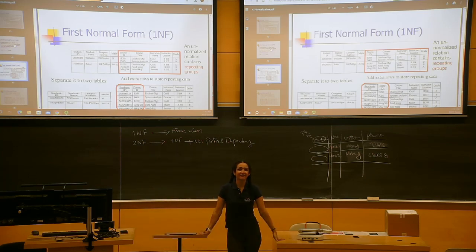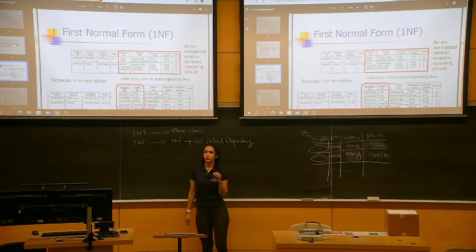Anyone? What was partial dependency? Yep. It's like a row that halfway depends. It's not directly related to the primary key. Like if there's a student number, a course code, and a course price, the course price isn't fully dependent on the student number. Student number is just related to the course code. Exactly.